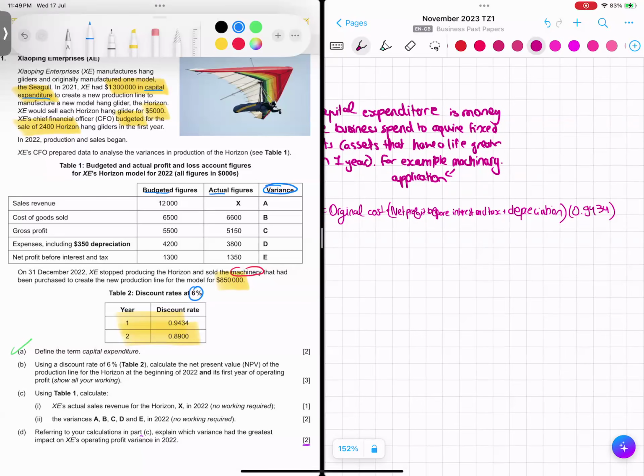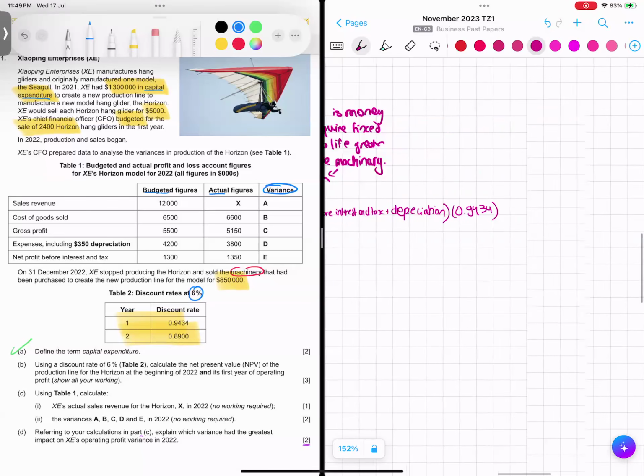Then we have to continue and add the machinery sold, which we have here. This is why we directly just highlight them all. 850,000 times 0.9434, which is our discount rate in year one. So we end up doing this.